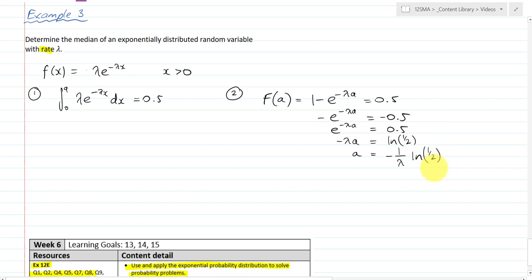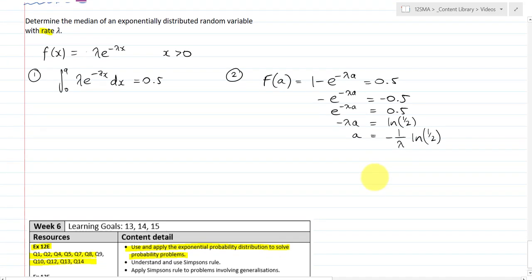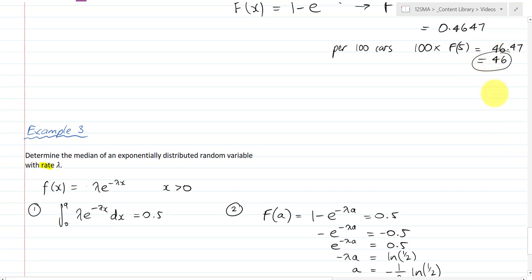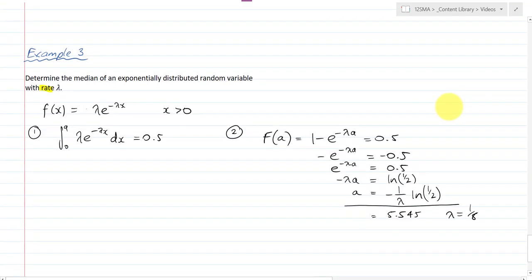So our median for the last example will have been, first of all, log of a half, which is equal to negative 0.693, times negative 8 because it's 1 over 1/8, and we get a median value of 5.5, where lambda is equal to 1/8. And that's good because 46% of the data was lying below 5, so 5.5 is the median, and that's where the extra 3 or 4 have gone.